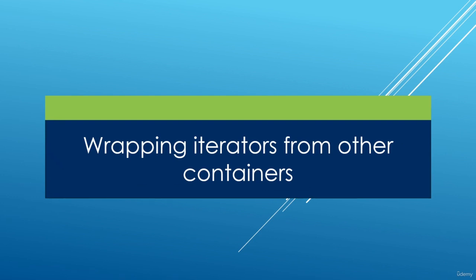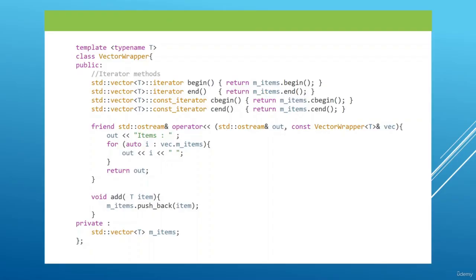In this lecture, we're going to see how we can wrap around iterators from other containers. Let's look at a simple example to really drive this home. Suppose we have our own class called vector wrapper here, and it is just going to be wrapping around an std vector of T called mItems, and we will be manipulating this in our class. We only have a single method to really work with, but the important thing is that we want this class here to support iterators.